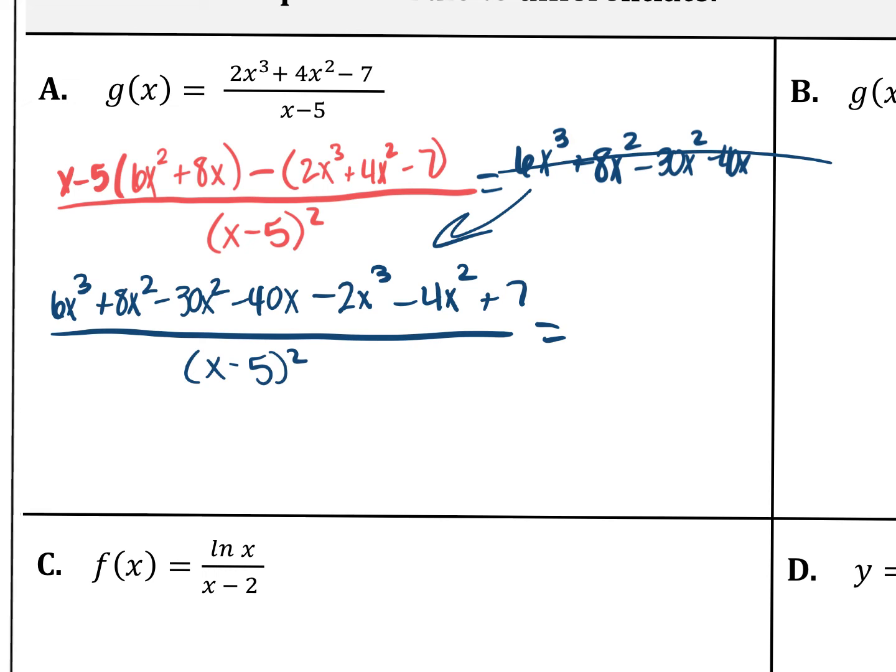So then you get 4x cubed minus 26x squared minus 40x plus 7 over x minus 5 squared. Are we going to square x minus 5? No, you can leave it here. Okay, minus 40x. Sorry, what's it say? 26x squared minus 40x plus 7. Plus 7. Yep.